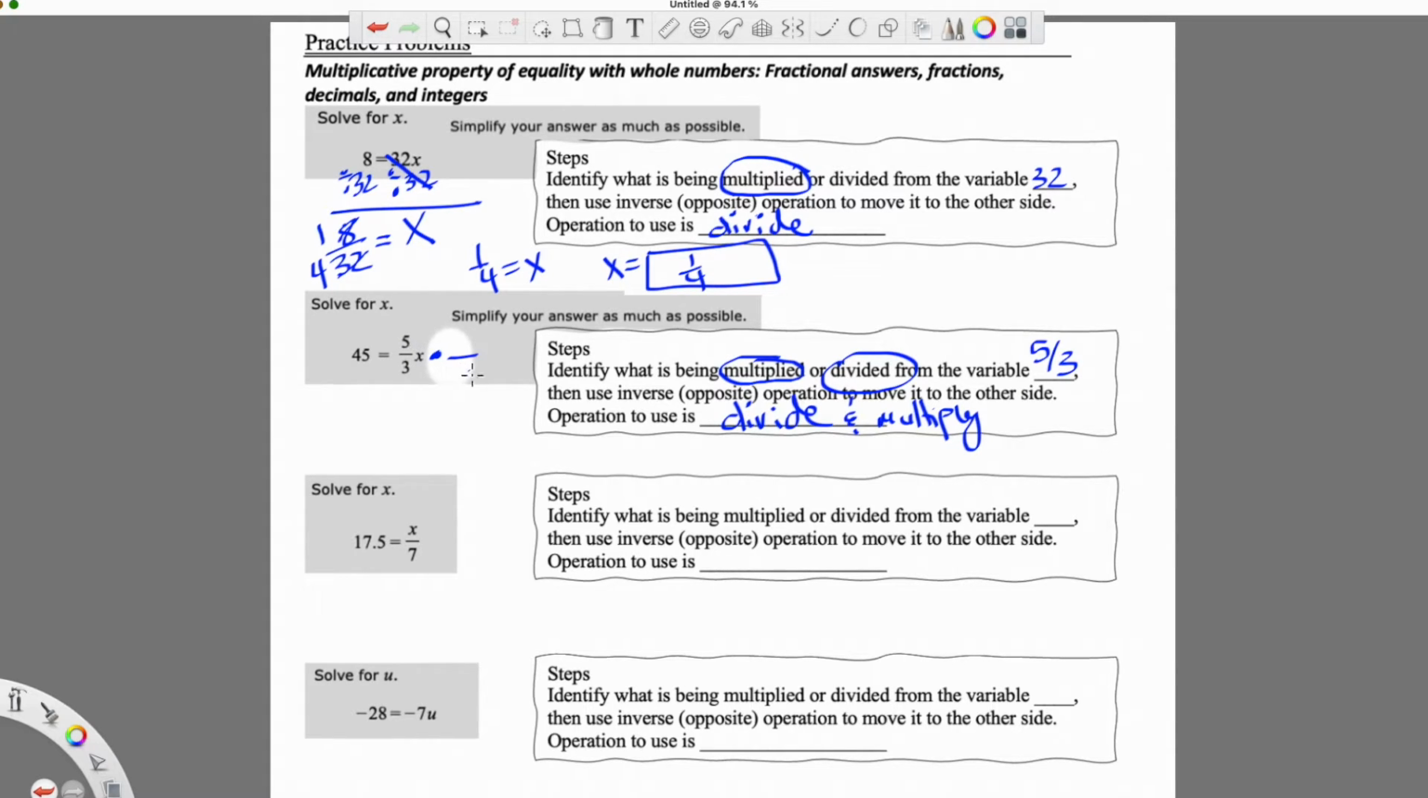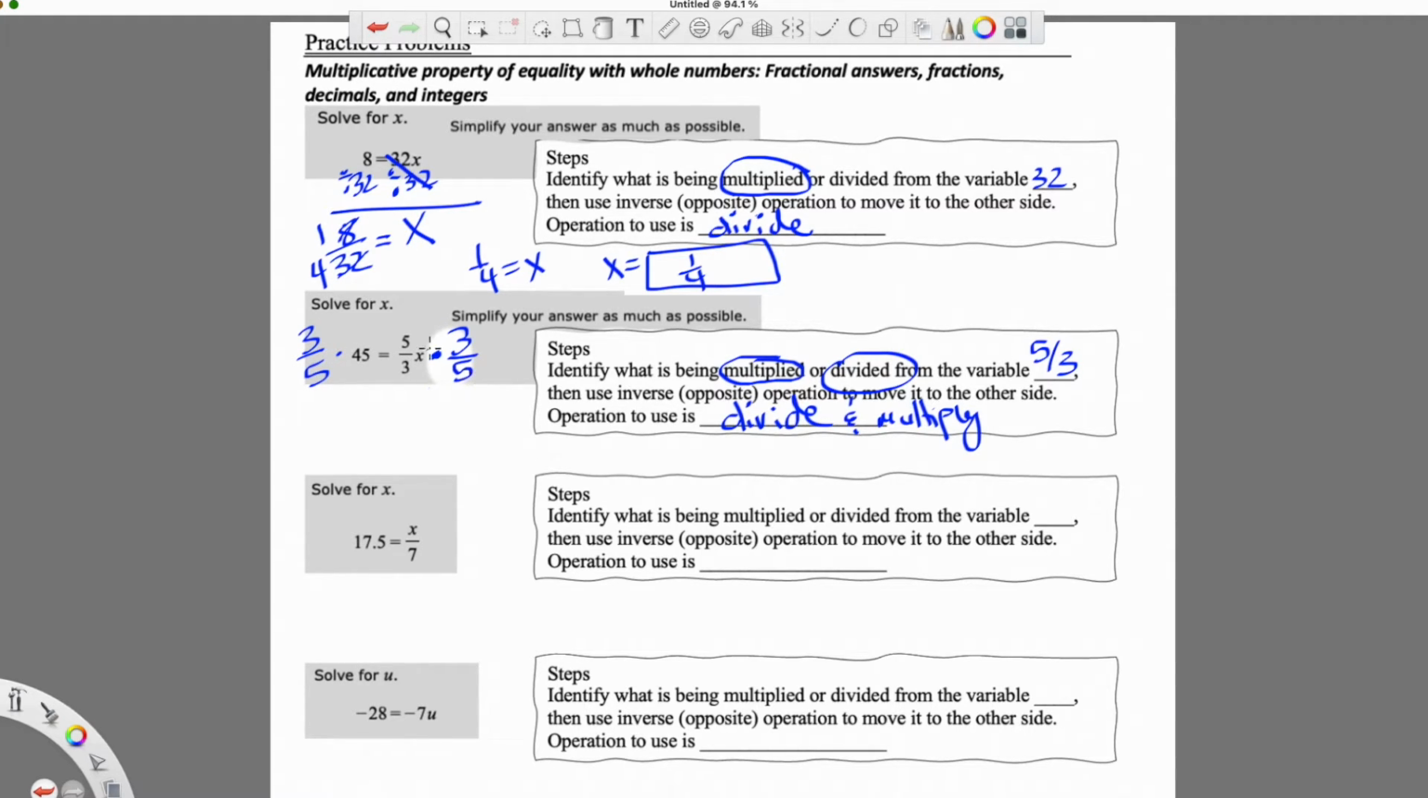Okay, so we're going to multiply by the reciprocal because, like I said, I'm multiplying by 5. The top of the fraction is multiplication, so I want to divide by 5, and the bottom of the fraction is division, so I want to multiply by 3. So we're going to multiply by its reciprocal.